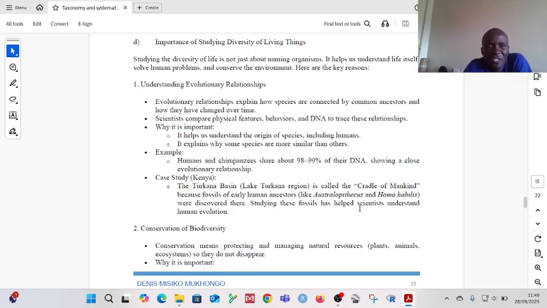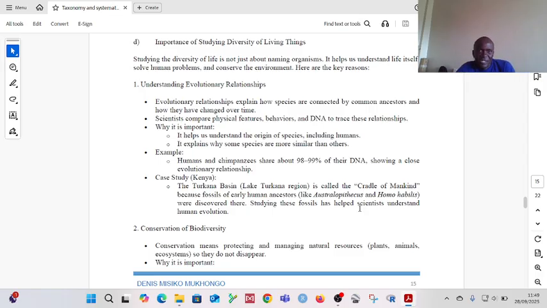It is important to understand the evolutionary relationships because it helps us to understand the origin of species. Okay? It helps us to explain why some species are more similar than others. Because we've understood the evolutionary relationship, we can explain why, for example, we are more similar to chimpanzees and monkeys than we are to, for example, a lion. Okay?